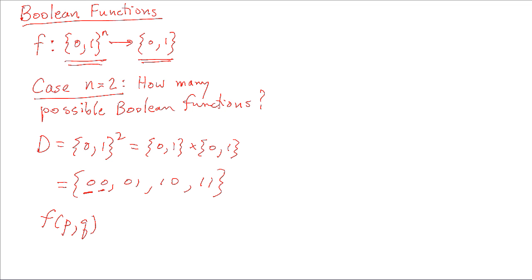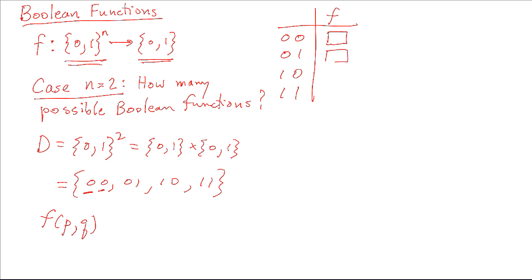Okay, so I'm going to go ahead and make a table of this function's values. So here's my function f. Here are my possible inputs, 00, 01, 10, and 11. There are 4 possible inputs to this function because the domain has 4 elements in it. And now I have a choice. For each of these, I can fill in the blank here with either a 0 or a 1. And I want to know how many ways there are to do this.